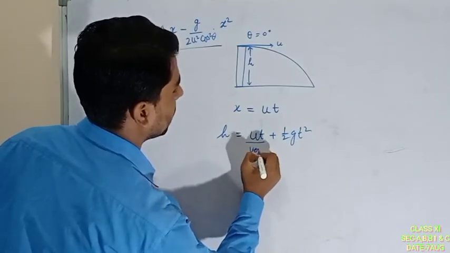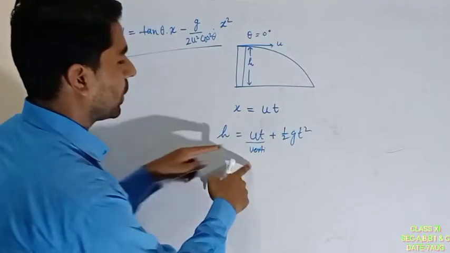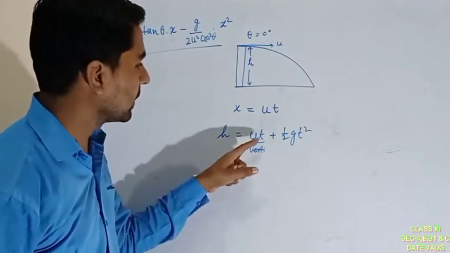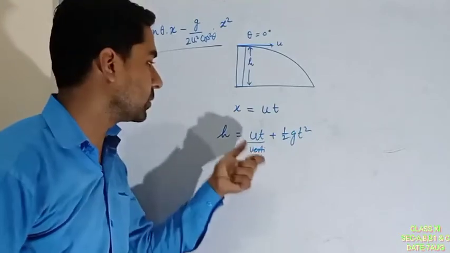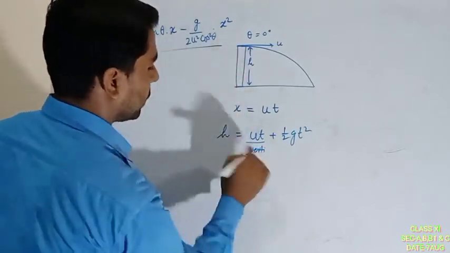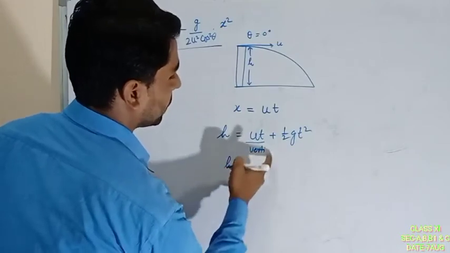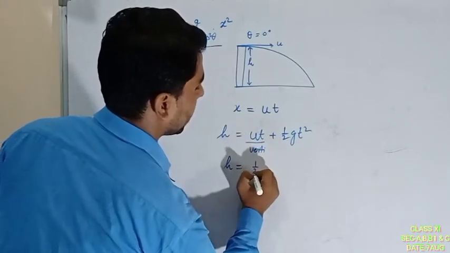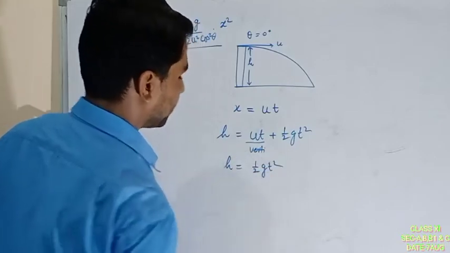that is the vertical component. So vertical component means u sin theta. If you remember, u sin theta and the value of t, x upon u cos theta, was making tan theta. So here the vertical component is 0, so what will h be here? H is equal to, this component becomes 0, you are getting only half g t square.